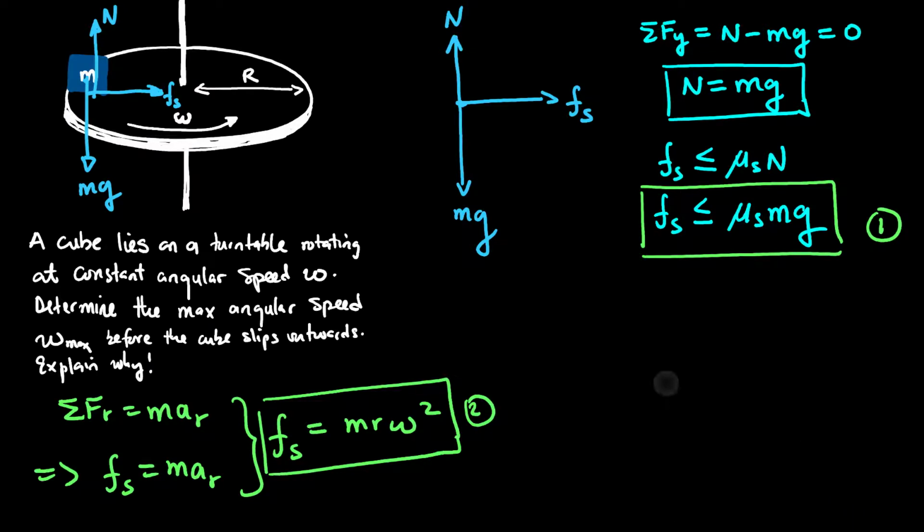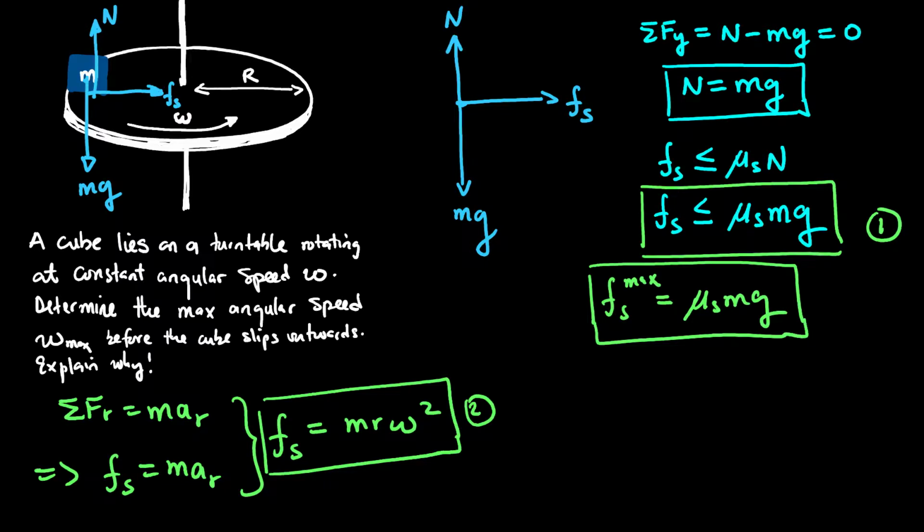From equation 1, F_s has a maximum value that it can attain, and that maximum value is given by mu_s mg. Now, that means that if the centripetal force required to keep the cube moving in a circle exceeds this maximum value, the cube will slide outwards.